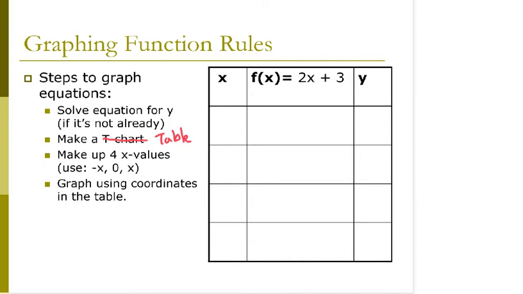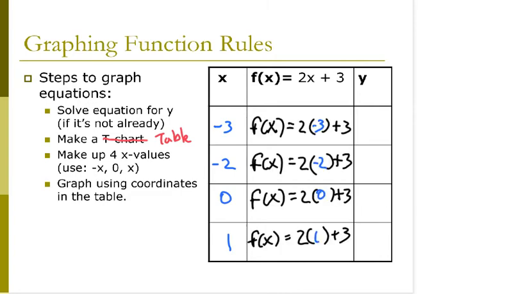So let's say that we pick the following numbers. Normally we are not going to have the process column. That would be something that we would do on a separate sheet of paper, but let's see what would happen if we were to input those x values. So if we input them, we would end up with 2 times negative 3 is negative 6, and negative 6 plus 3 is negative 3.